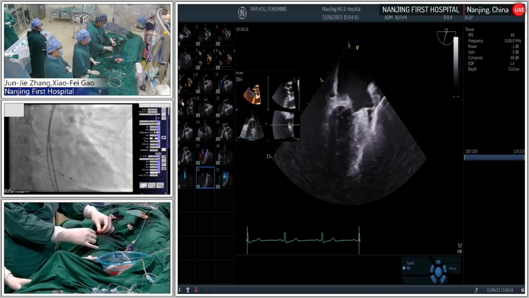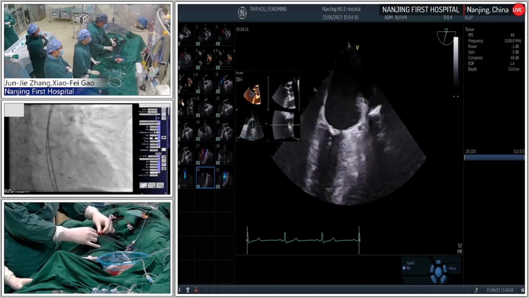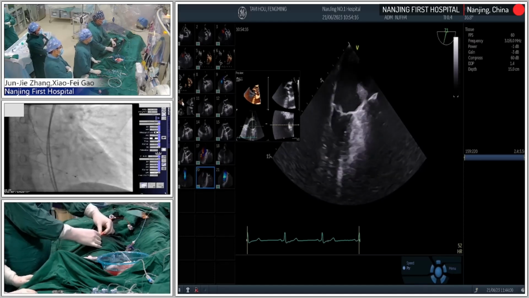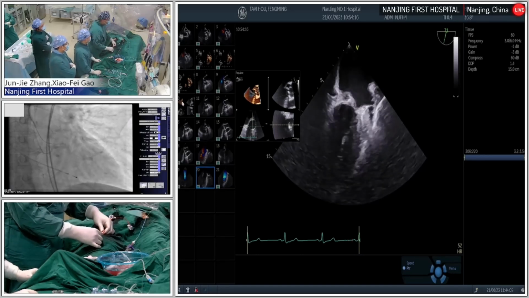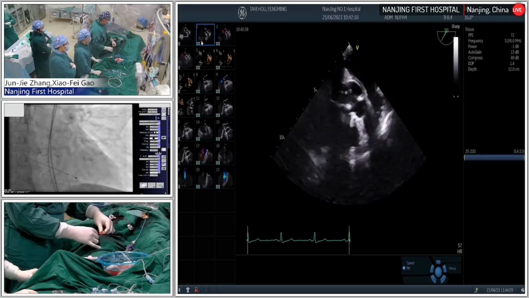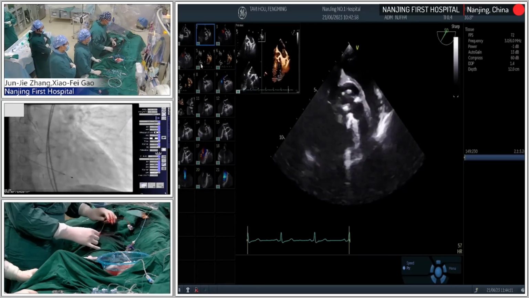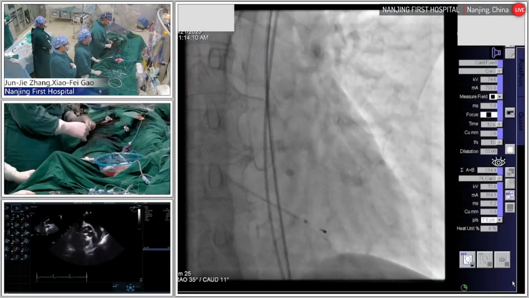Thank you for the introduction, Professor Juan. This is a very tough case. A very elderly gentleman suffering from severe aortic stenosis and heart failure. CT analysis and TEE found a bicuspid aortic valve. Professor Juan, I have several questions for you.